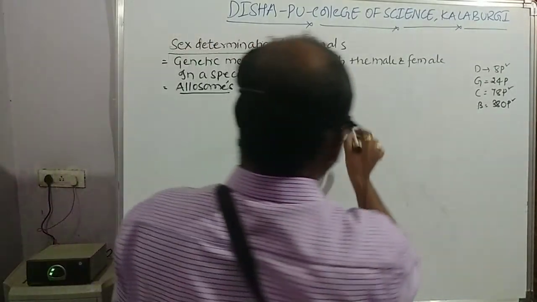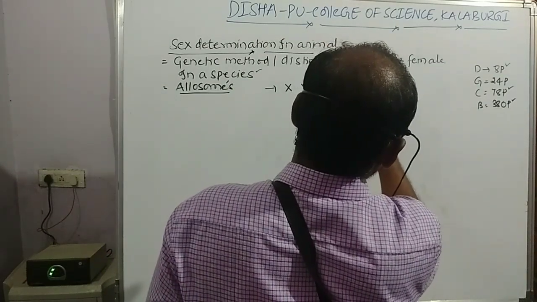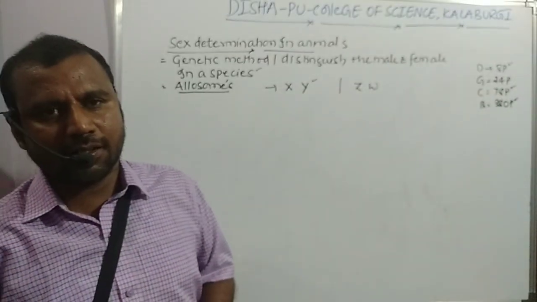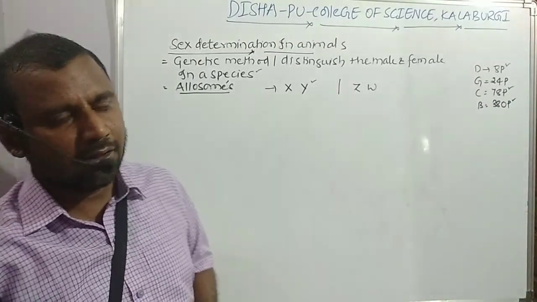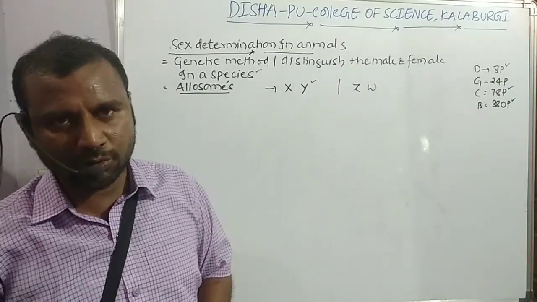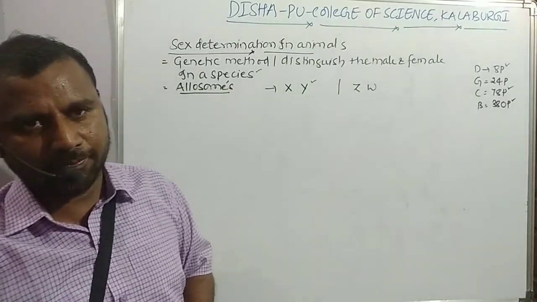While in some of the animals, Z and W are the allosomes. So like this, X and Y are the allosomes. They are considered the reproductive chromosomes which determine the gender of an organism.